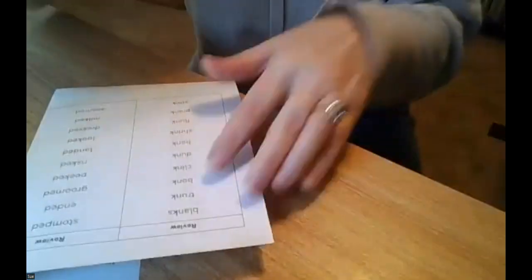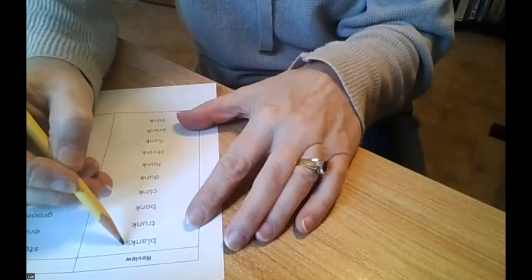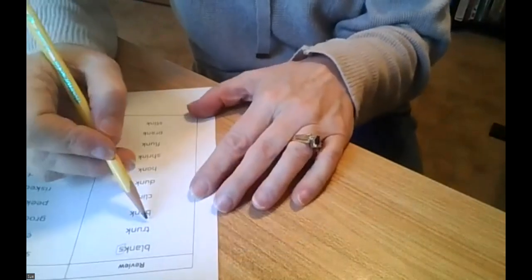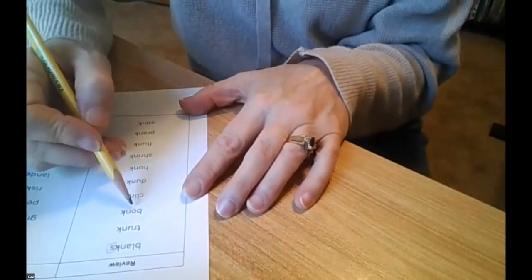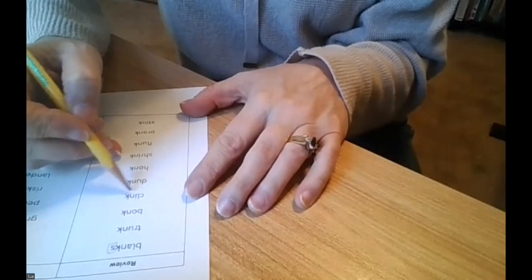I've got my paper right here. Perfect. Did you mean to make this one complex with an S? I sure did, because we want to keep practicing that. Okay. Blanked. Trunk. Donk. Name the letters. Bonk. Chink. Name the letters. Clink. Dunk. Honk.